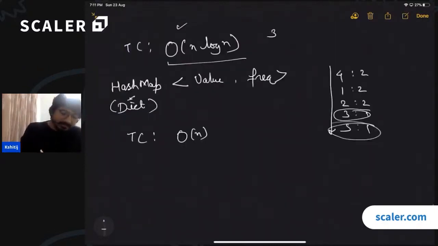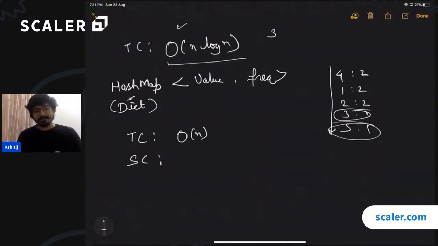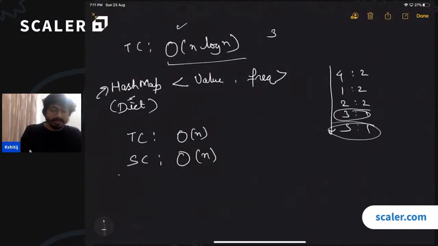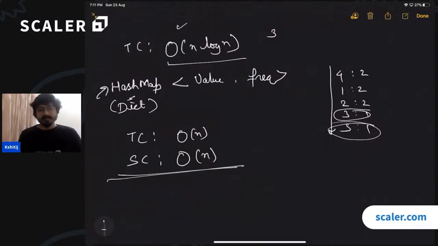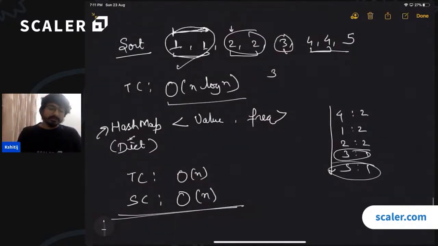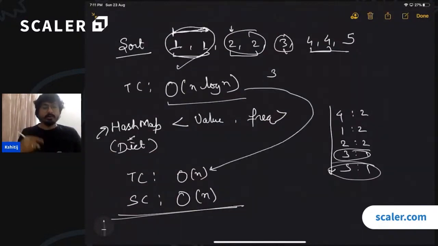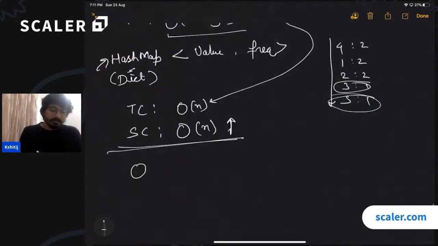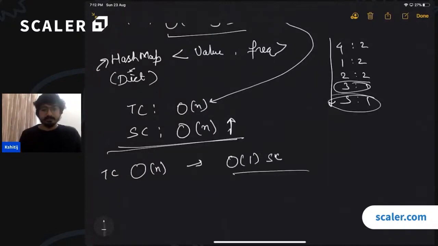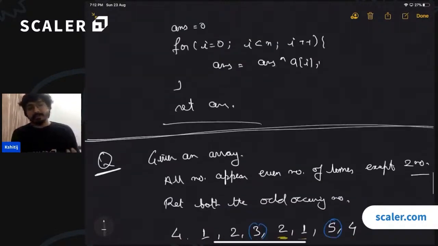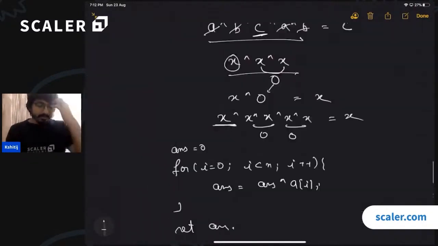What is going to be the space complexity here? If you are using a hash map, definitely you are using some extra space of order n, right? So with a hash map, you have reduced the time complexity from n log n to order n, but you have also increased the space that you are using. We have to solve this problem in order n time complexity without using any extra space, which means order 1 space complexity. So this means that we can definitely not use a hash map, right? So what can we use?